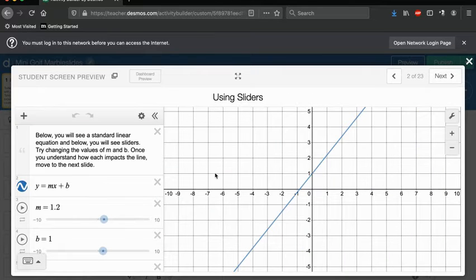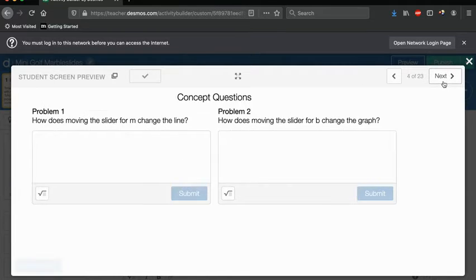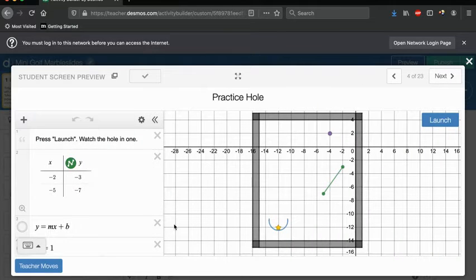So if we head over here, the first thing I want you to understand is you've got sliders. So y equals mx plus b. Here for m, you can adjust accordingly. And then for the b value, you can adjust that as well. So moving on from there, you'll have a couple concept questions. And then here, basically what I'm getting at is we're playing mini golf essentially.